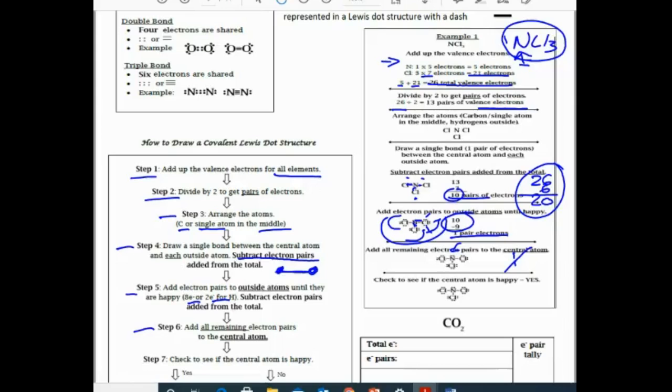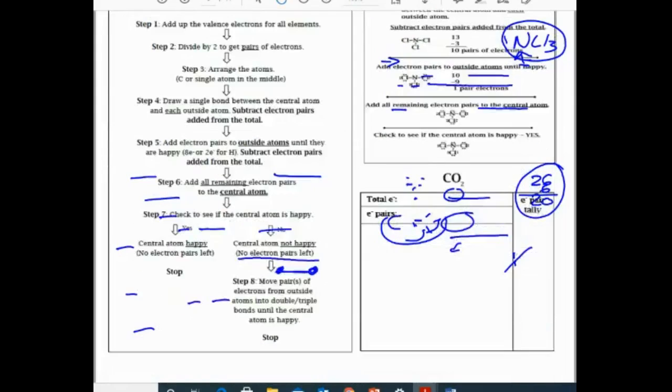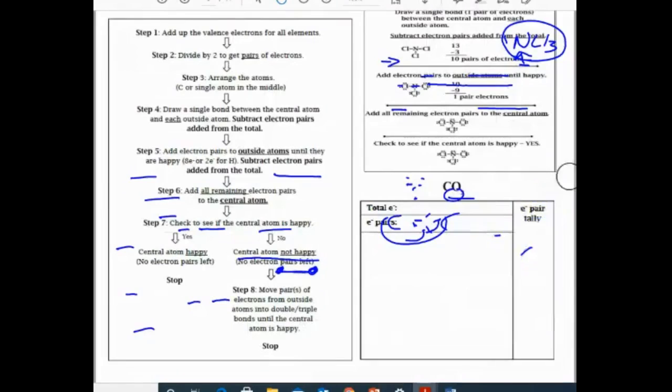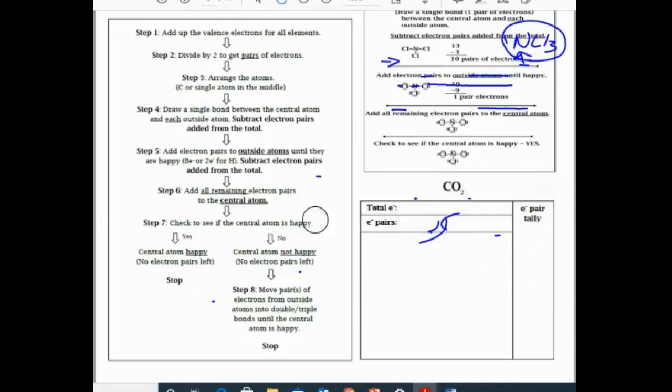Okay, the very last step is just to make sure that it's happy or not. Did we finish? Are we done? So that step 7 is just to make sure you're finished, because sometimes you're not. Sometimes it doesn't make them all have 8. So look at step 7, it says check to see if the central atom is happy.